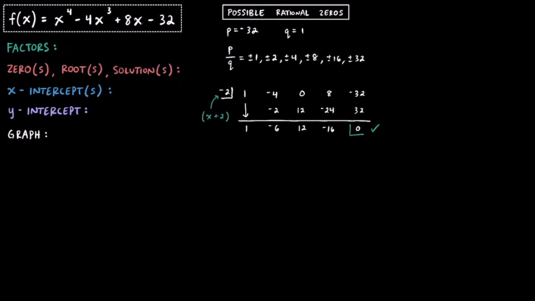so we know that one of the factors is going to be x plus 2. As for these numbers at the bottom of 1, negative 6, 12, and negative 16, we can go ahead and use them to try to find another solution and factor. This time, picking another possible rational zero of 4, let's give this one a try. We're testing out 4, and we're going to write the coefficients of 1, negative 6, 12, and negative 16.